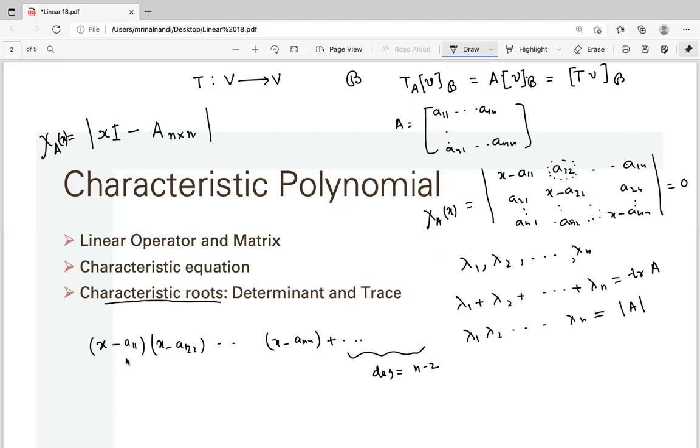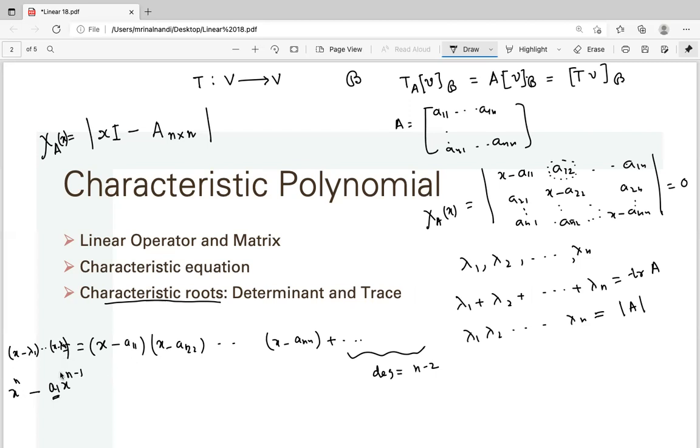That means if the characteristic polynomial is like that, the roots are lambda 1, lambda 2, up to lambda n, so it is just (x minus lambda 1) dot dot dot (x minus lambda n), equal to this. Now, the sum of the roots lambda 1, lambda 2, ..., lambda n is just minus the coefficient of that. If you write in terms of x to the power n, then a1 x to the power n minus 1, that a1 is the sum of the roots.